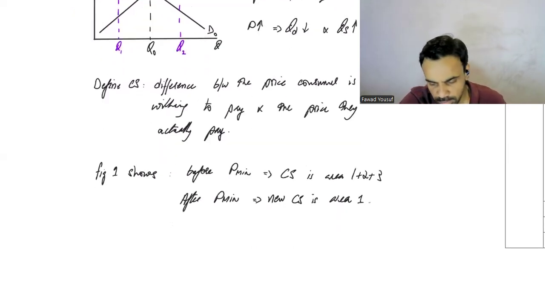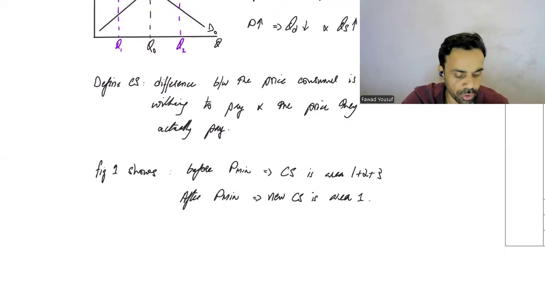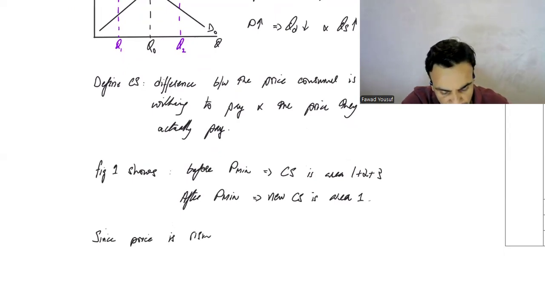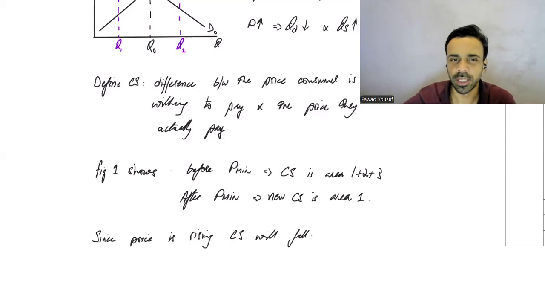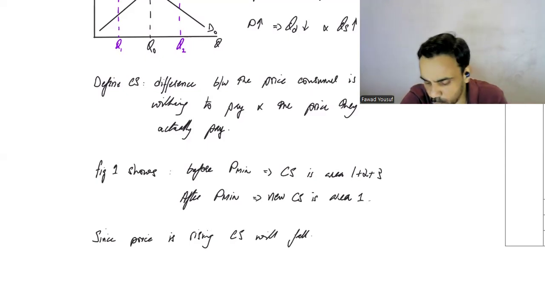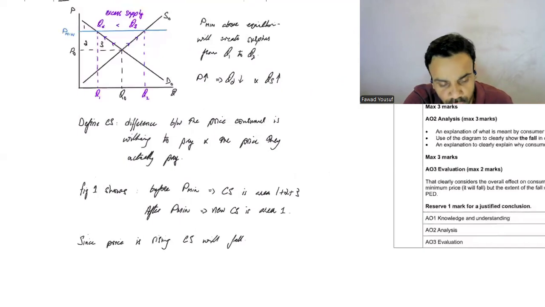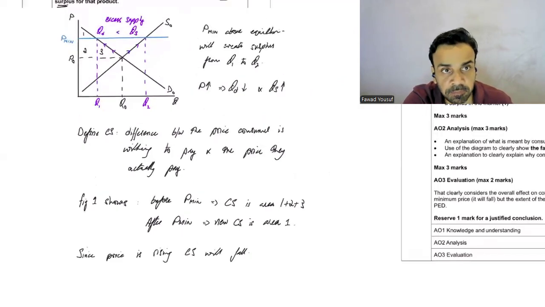I think we must mention also, वैसे थी I would have done this right at the beginning, consumer surplus explain करते के साथ ही that since price is rising, consumer surplus will fall. ये तो वैसे एरिया से भी पता लग जाता है, लेकिन I think it would be important for us to sort of like explain that.